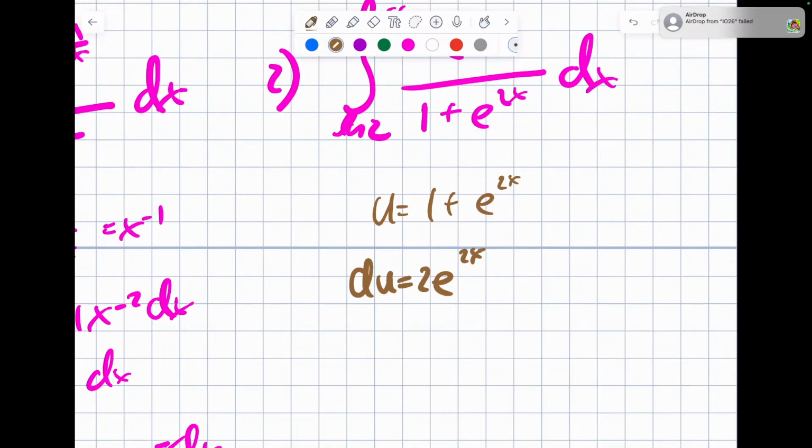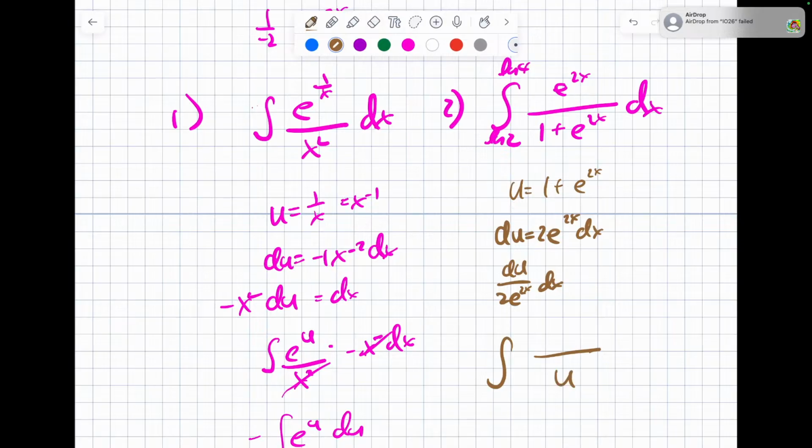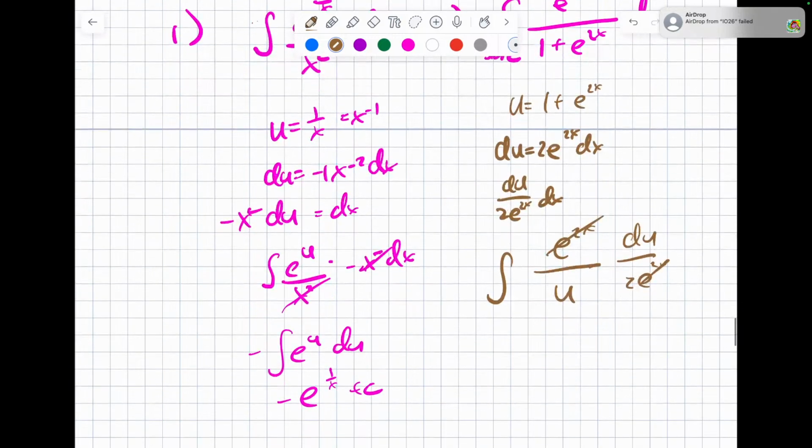u is e to the 2x, du is 2e to the 2x dx, and then dx is du over 2e to the 2x. So that's going to be the integration of u, and this is e to the 2x, and this du over 2e to the 2x. Now cancel out. This is a 1/2 du over u. Please do not convert back to x. I'm going to say this again. Don't blame me for taking points off. I'm going to tell you right now, don't convert back to x. A lot of you guys convert back to x. Don't need to do that.